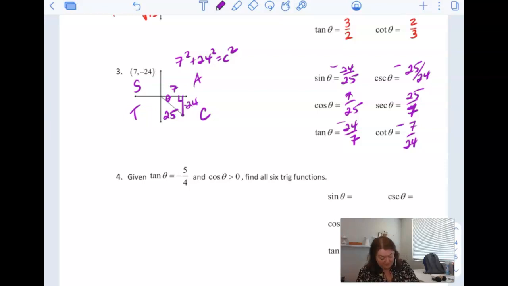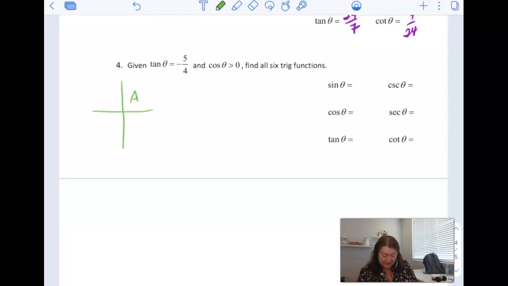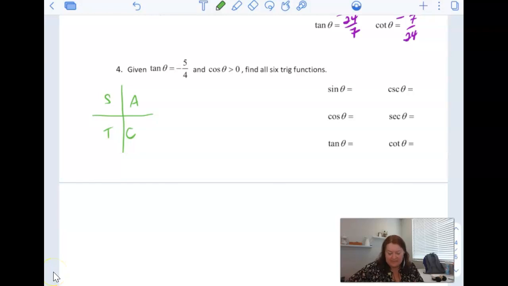All right, last one. Sometimes they won't even draw the picture. They're just like, tough, here you go. So you could always draw that picture, and the first thing we're going to figure out is where do I draw the triangle? So we're going to actually start out with all students take calculus. The first thing that we know is that tangent is negative. So if tangent is negative, let's go circle the quadrants where tangent would be negative. So tangent would be positive in 1 and 3. So tangent could be negative in 2 and 4.